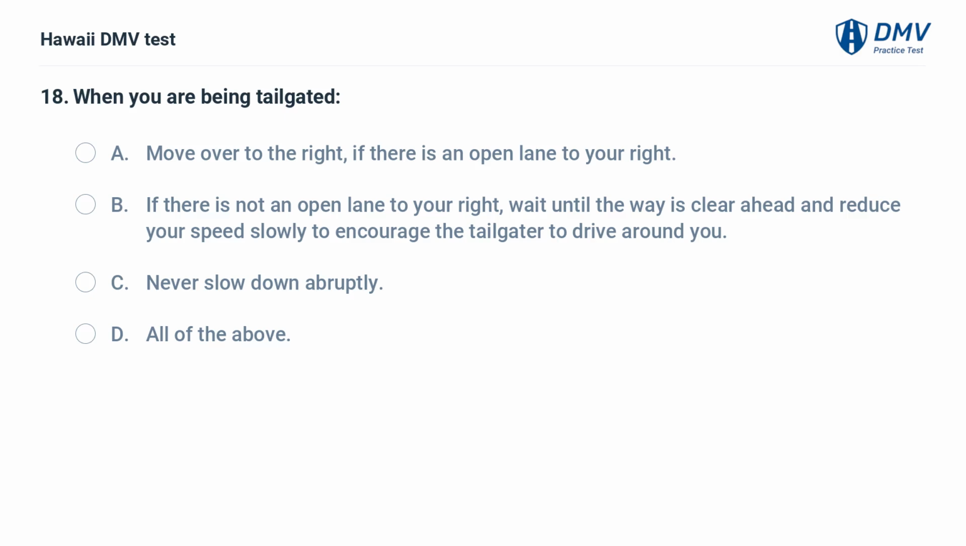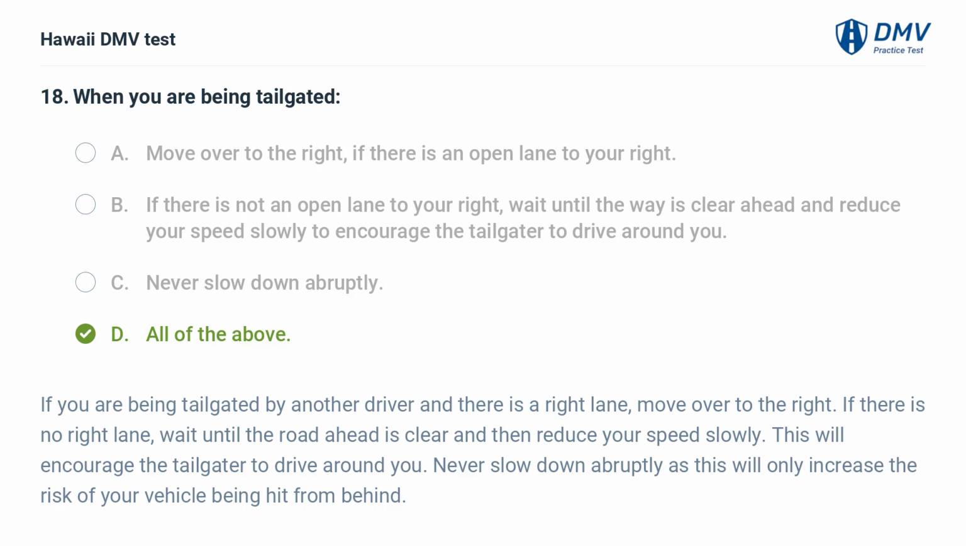When you are being tailgated: A. Move over to the right, if there is an open lane to your right. B. If there is not an open lane to your right, wait until the way is clear ahead and reduce your speed slowly to encourage the tailgater to drive around you. C. Never slow down abruptly. D. All of the above.